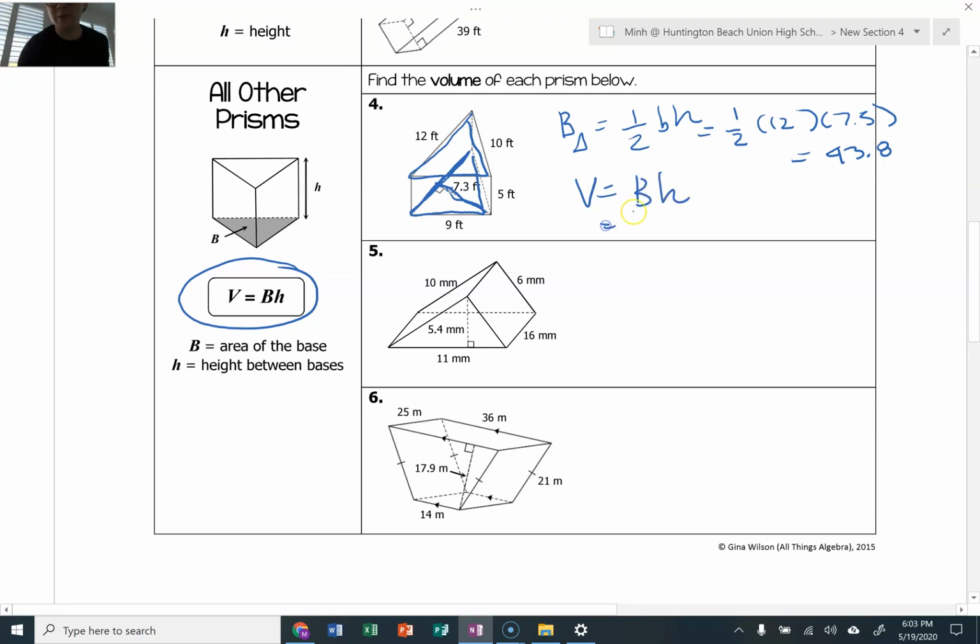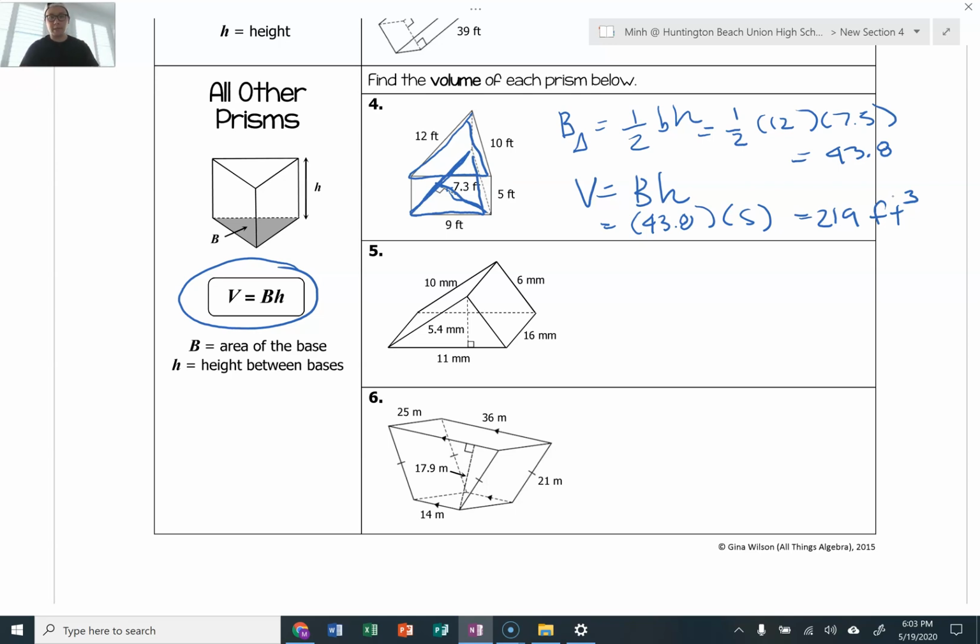Well, we know that the area of the base is going to be 43.8, and the distance between the front triangle and the back triangle is 5. When you multiply that together, that's going to get you 219 cubic feet, right? Number 4 and number 5 are exactly the same. I'm going to do another problem with you guys. These are tricky, all right? Again, we're going to spend 2 days on the same lesson.